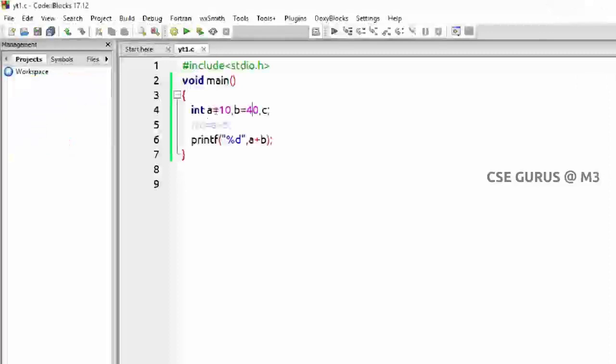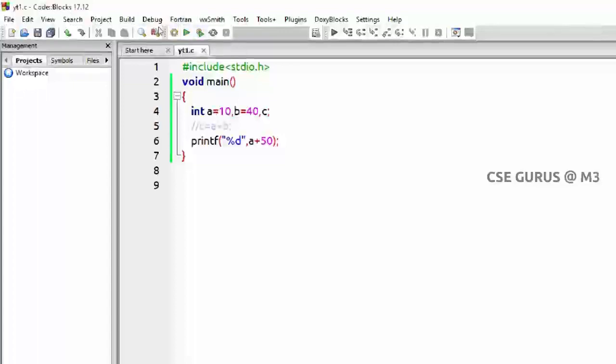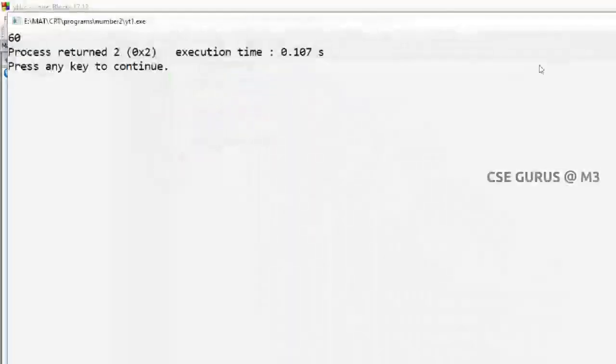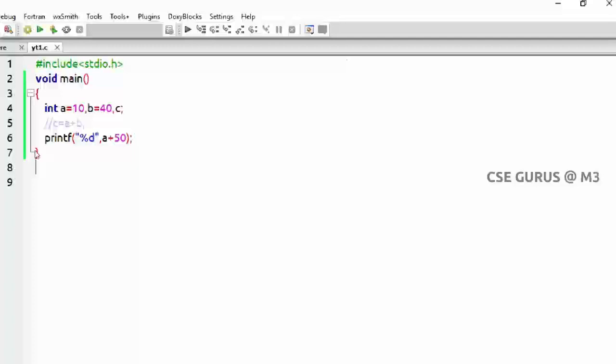Now instead of B, what I want to take is A plus something like 50. What will be the output? Will it give an error? Definitely not. Here A is a variable with value 10, plus directly 50 will be taken, which is 60. This is also acceptable, that is fine for plus.